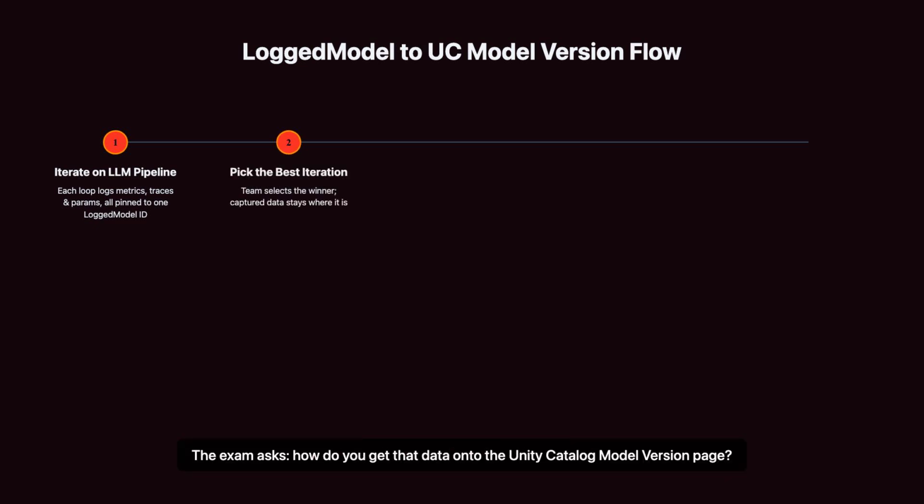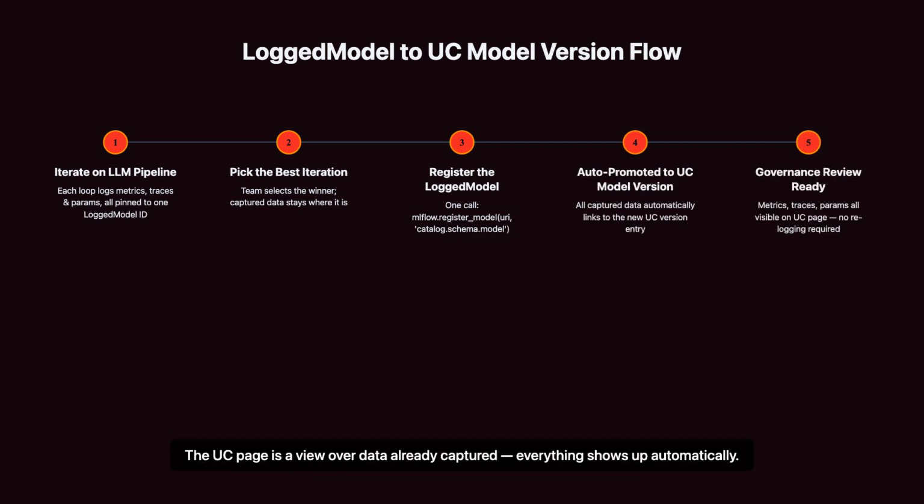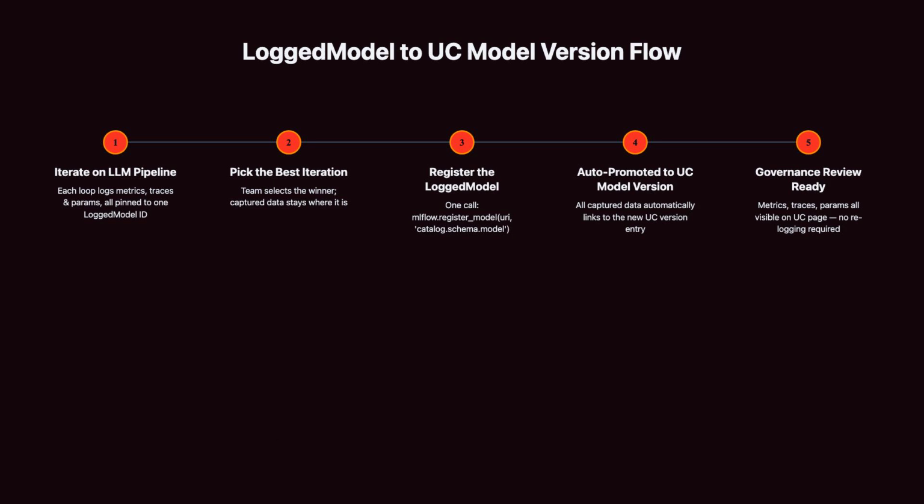The exam asks, how do you get that data onto the Unity Catalog model version page? Here's the trap. 3 wrong answers want you to relog or rerun. Don't. Just register the logged model to Unity Catalog. That single call promotes it to a model version. The UC page is a view over data already captured. Everything shows up automatically. The punchline? Registration is promotion, not migration.